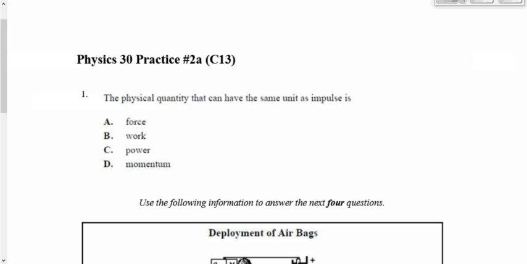The units for speed would be meters per second. The units for impulse, either kilograms meters per second or Newton seconds. What has the same units as impulse? Momentum. Yeah, good. The answer is D for that one.